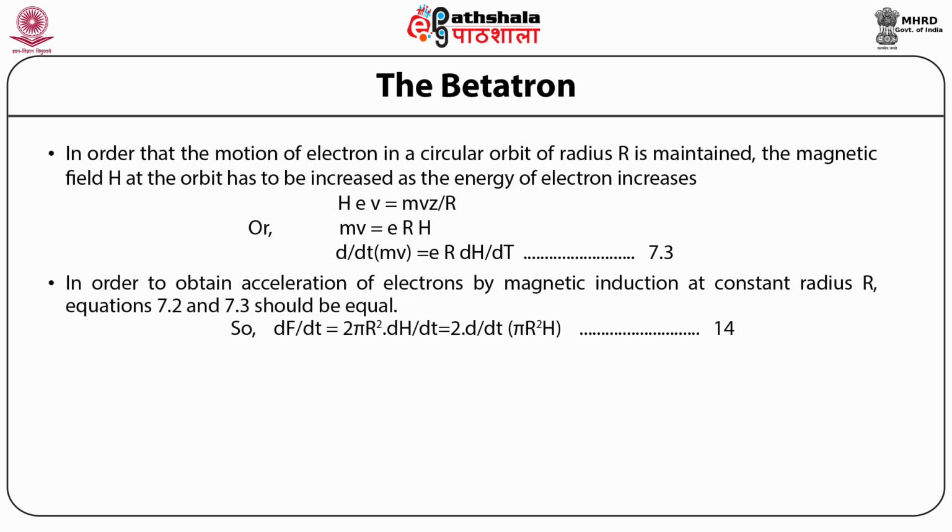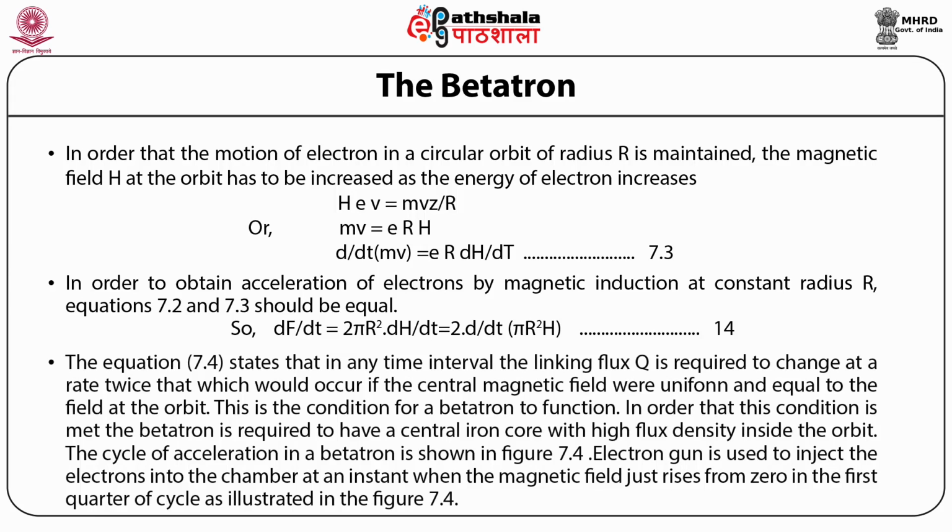In order to obtain acceleration of electrons by magnetic induction at constant radius capital R, equations 7.2 and 7.3 should be equal. That means d phi by dt is equal to twice pi into capital R square into dH by dt, which will be equal to 2 times the time derivative of pi R square H, which we shall call equation 7.4.